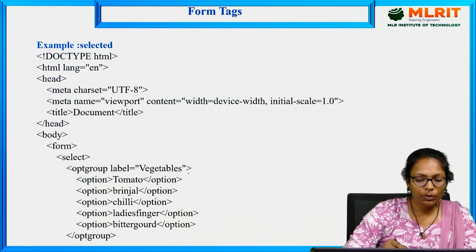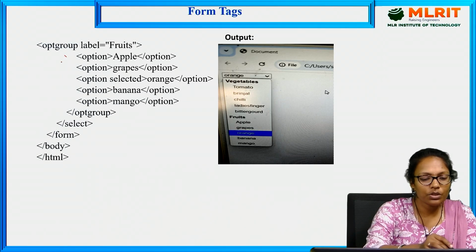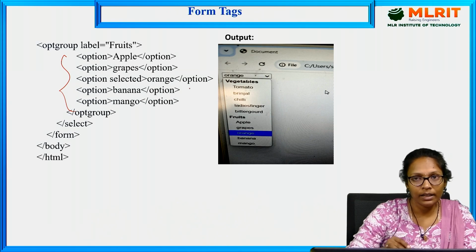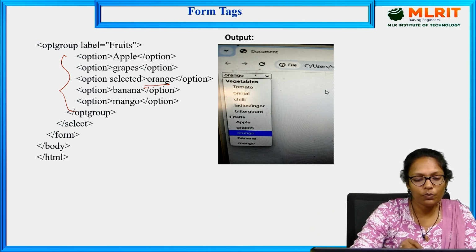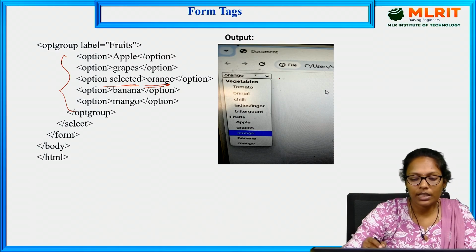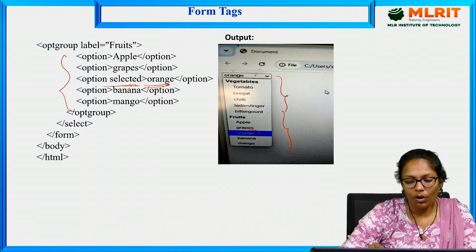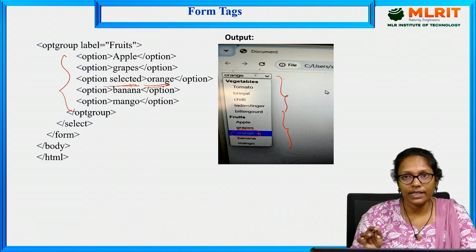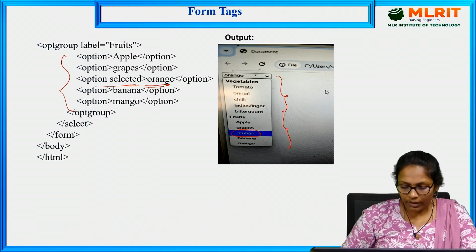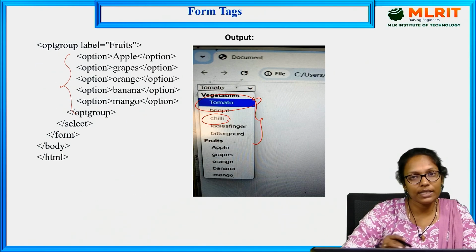So the same program: under vegetables, I have added all the vegetables, and under the fruits, all the fruits are added. But only for the orange fruit, you are writing the attribute as selected. Now, if you have written selected, you can see the output: all are in black color only, but this orange is selected by default. If you don't write the selected attribute, you can see by default the first option is selected. Right?